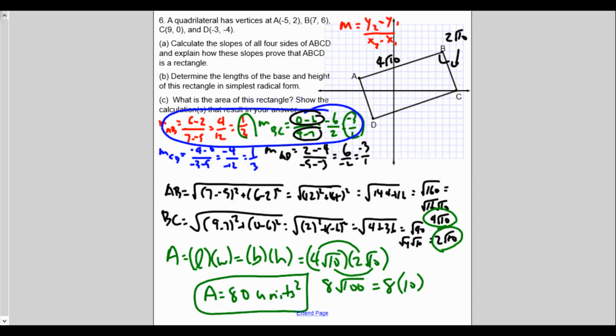Part B was to find the base and the height, which would be 4 square root of 10 for the base, and the height would be 2 square root of 10. And so here we multiply them together, and we got 80 square units. Ladies and gentlemen, this was a long one. Make sure you show all the work. This is going to be a lengthy process, so I have to make some space. Please go back to the beginning of the video if you need to take a look at how we did these things and all the explanations.